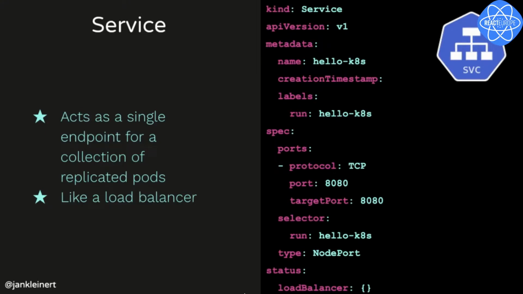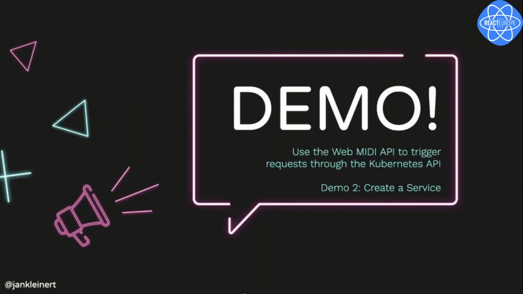The selector is a label that we're going to look for in the pods that are running, and that's how we associate certain pods with our service. Our service will act on any pods that have this run hello K8s label. Let's take a look at a demo where we add a service to our cluster.